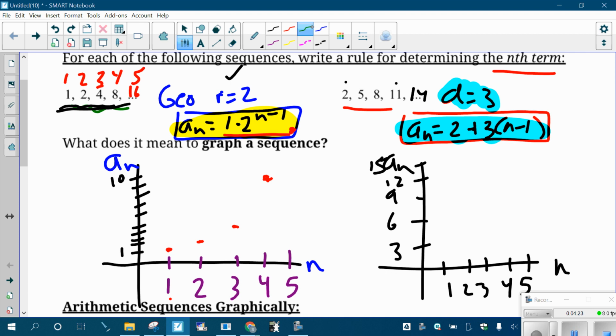Okay. All right. So the first term is 2. The second term is 5. The third term is 8. The fourth term is 11. The fifth term is 14.